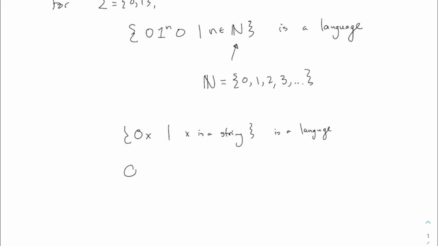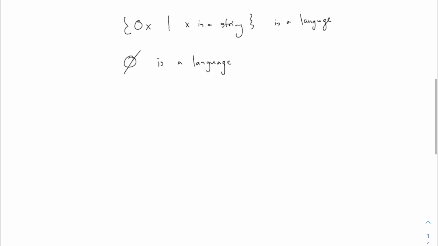Also, this is kind of stupid, but the empty set counts as a language also. A language is just any set of strings, and it could be empty. So this is also a language. Not terribly interesting, but it counts as a language. That is actually the smallest possible language that there is, because any language is just a set. So that's the smallest possible language there is.